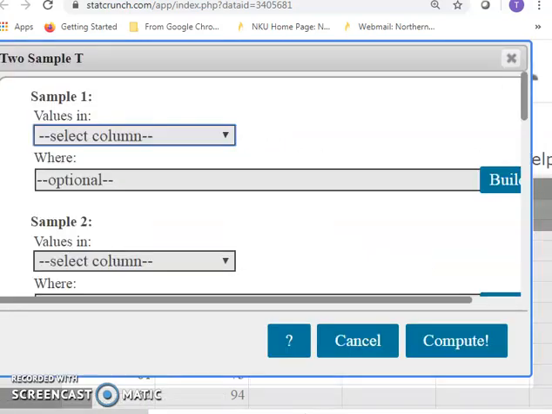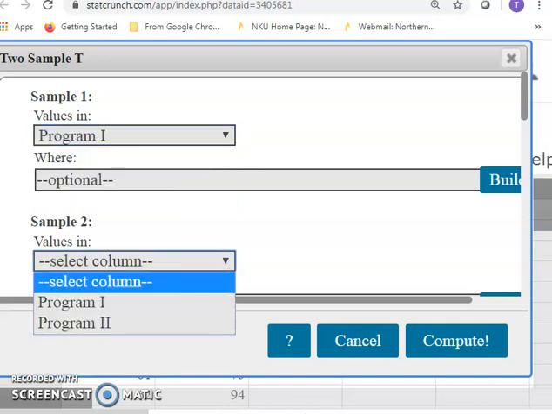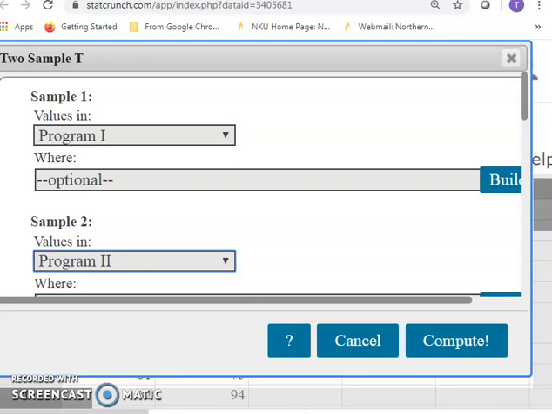Okay, so the program always does sample 1 minus sample 2. Now remember, we did mu1, program 1, minus program 2. So sample 1 is going to be the scores for program 1. Sample 2, the scores for program 2.